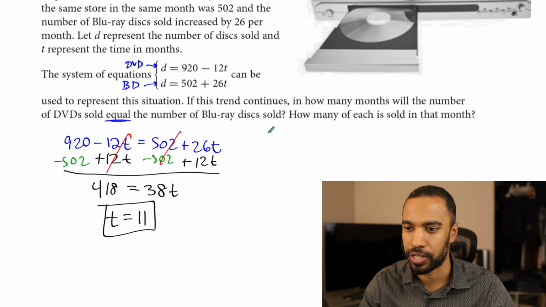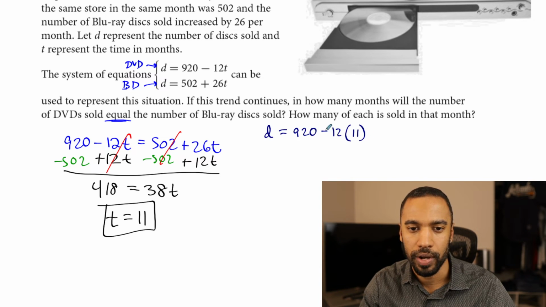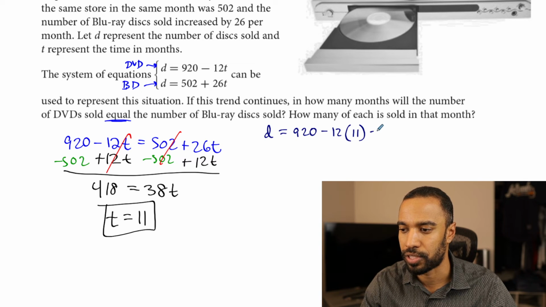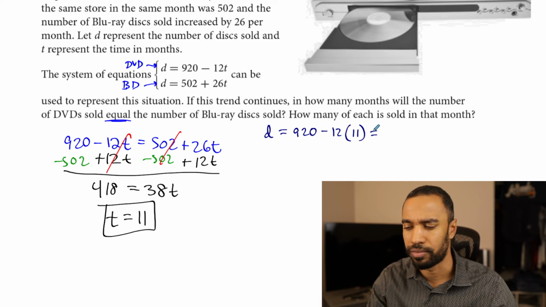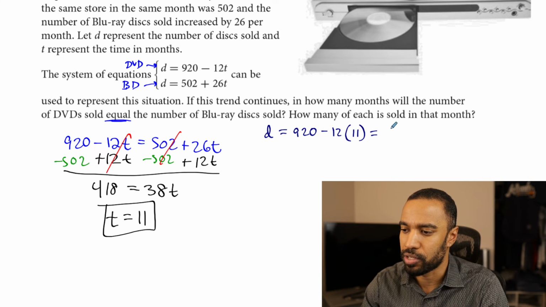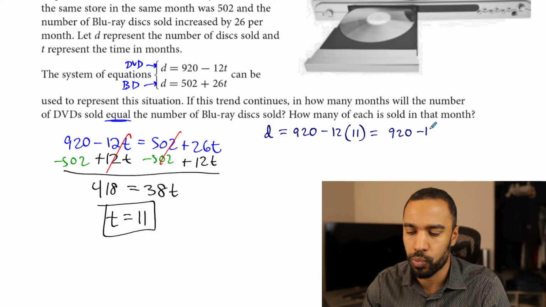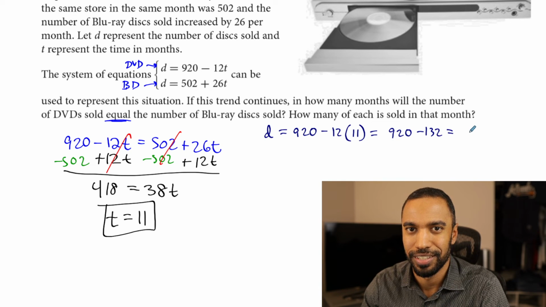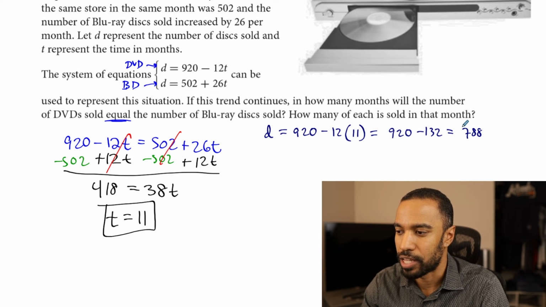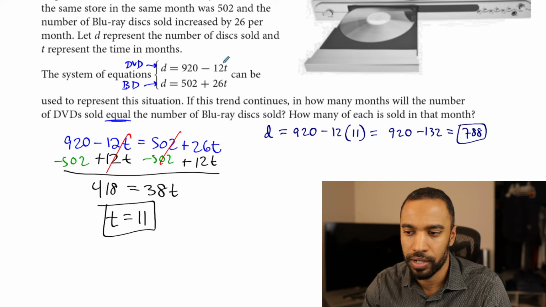If I go to the top equation and I substitute 11 for T, I'm going to get D equals 920 minus 12 times 11. Okay? They sell 920 in some month. They lose 12 disc sales every month, 12 less than the other. 12 times 11 is 132. 920 minus 132 equals 788. So that's what D equals when I substitute it in.